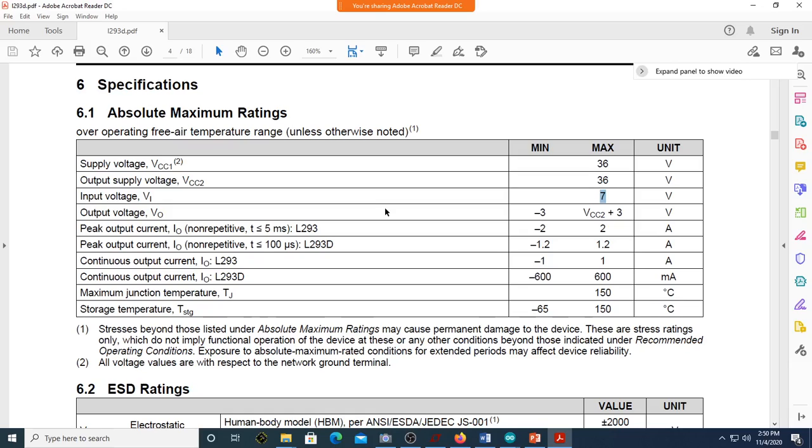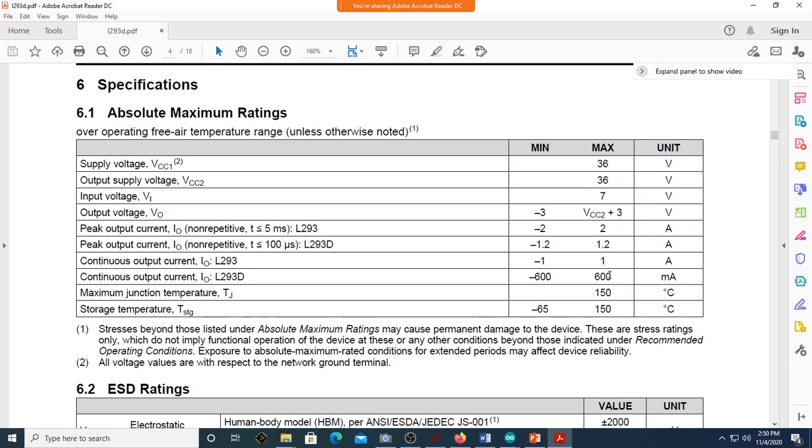Likewise, if you can see here, why I'm telling all this is, the peak output current this can deliver is 2 amperes of current. Can you see it can deliver 2 amperes of current? Of course, it is not in terms of milliamperes. You can drive a motor using this IC, that is L293D.